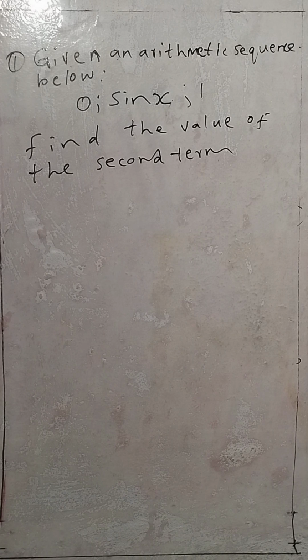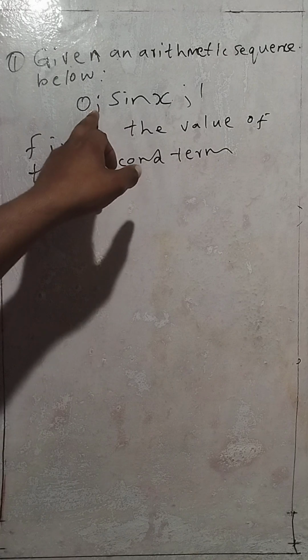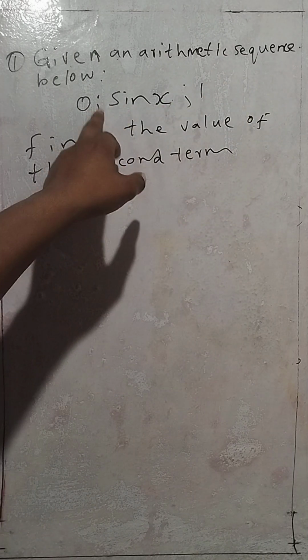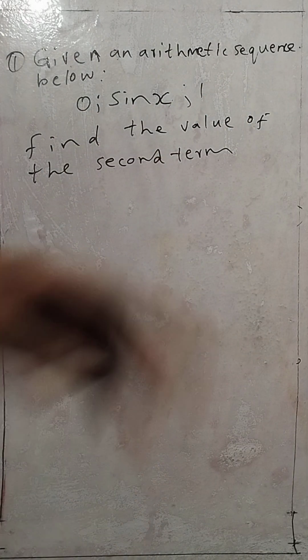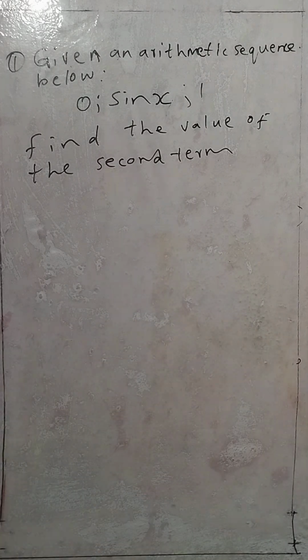Given an arithmetic sequence or given an arithmetic pattern, they can either say pattern or sequence. Sometimes it can also be series. When we say series, it means there are plus or minus signs in between, other than having the commas. But whenever there are these commas, then it is a sequence or a pattern.